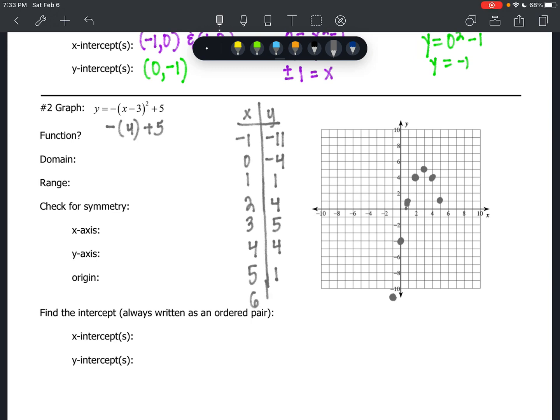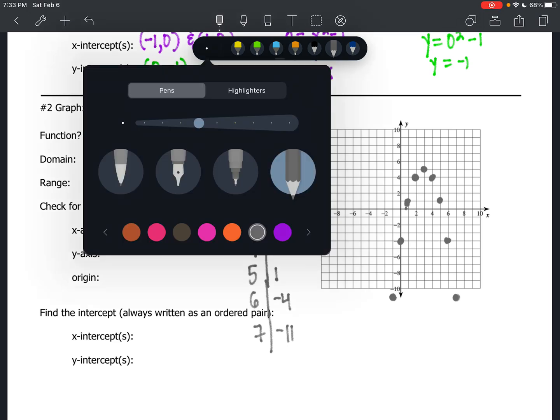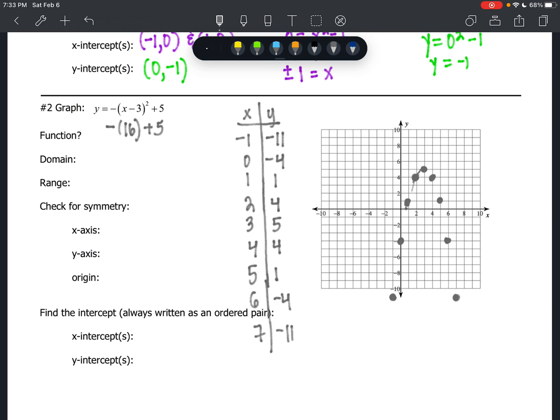If we put a 6 in, 6 minus 3 is 3. 3 squared is 9. So that's a negative 4. So you put a 6 in and we get a negative 4 out. And then I bet if we put a 7 in, we're going to get a negative 11 out. And we are. 7 minus 3 is 4. 4 squared is 16. And that gives us a negative 11. So it's a target. And there's our beautiful graph. I'm going to make this a little bit thinner so I can draw a little bit. There we go.